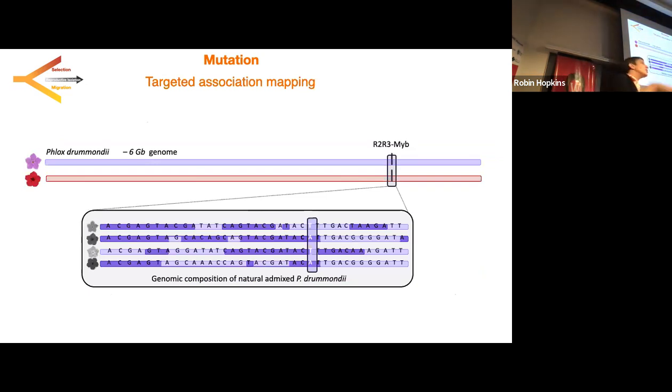Okay, so now all we need to do is zoom into this teeny region of a 6 gigabase genome, sequence it out of tons of individuals, and try to find a variant. Oh, good Lord, this is not a model system at all. So how do we do that?